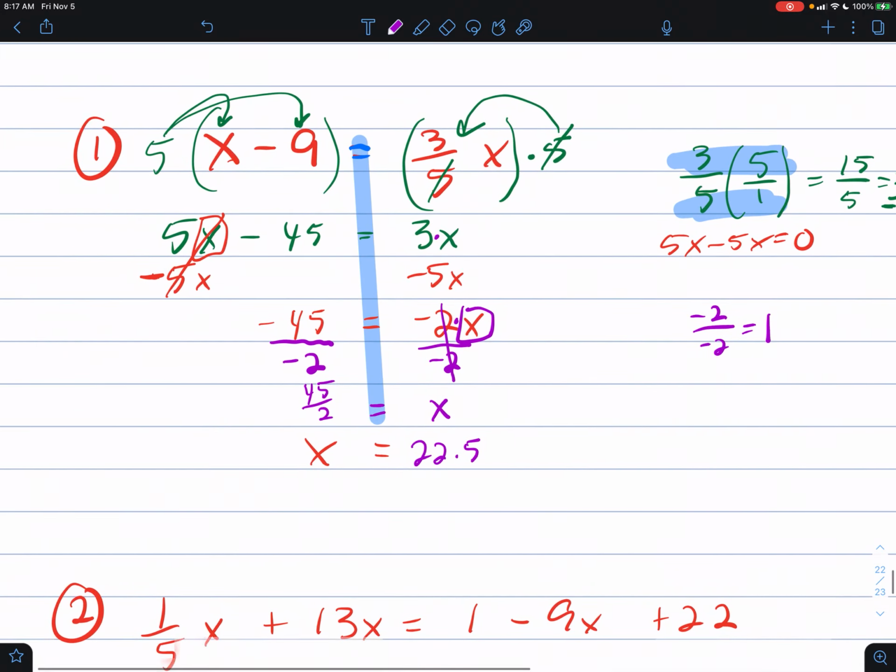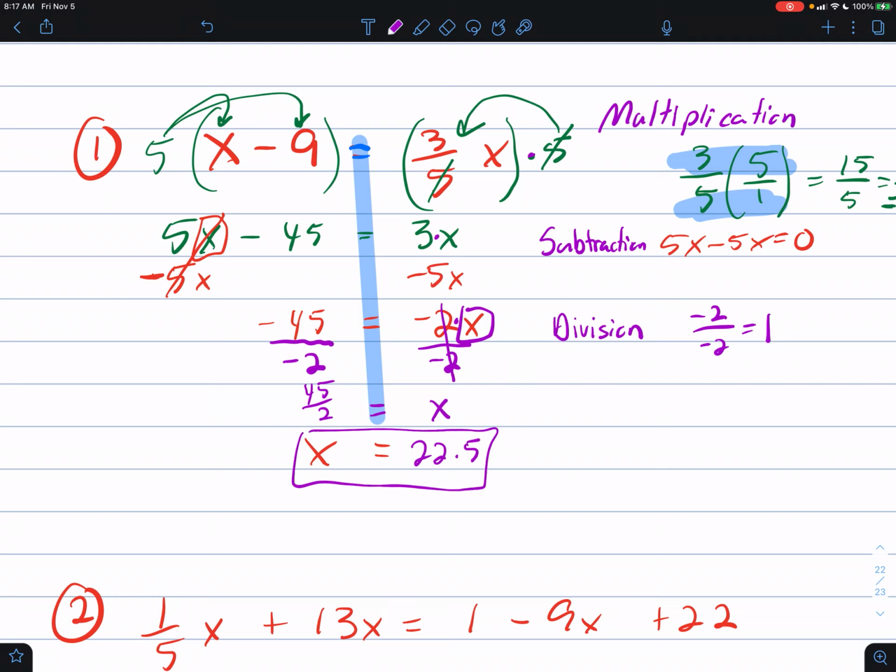So I use the subtraction property to do the minus 5x. Then I use the division property to divide by negative 2 on both sides. And then up here, when I multiply by 5, this is the multiplication property. And our solution, the end here.